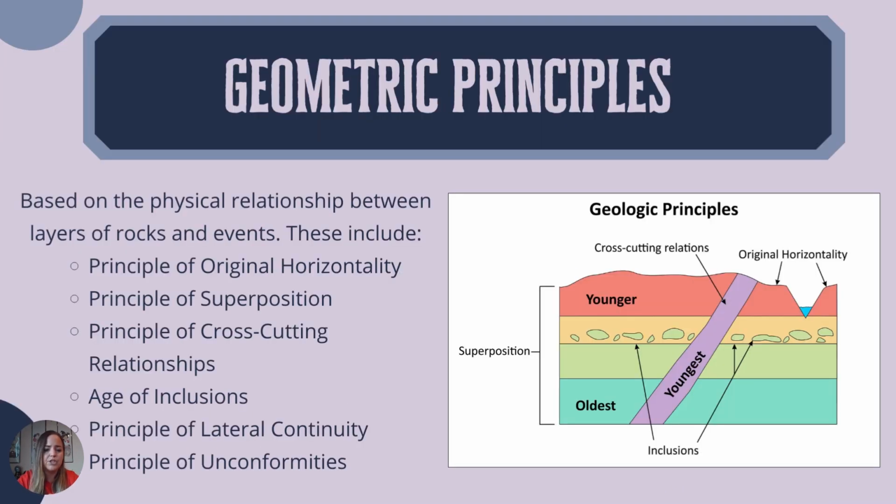All right, moving on to our geometric principles. This is where we're using physical relationships between layers of rock and events. These are going to include the principle of original horizontality, the principle of superposition, the principle of cross-cutting relationships, age of inclusions, lateral continuity, and a few unconformities.